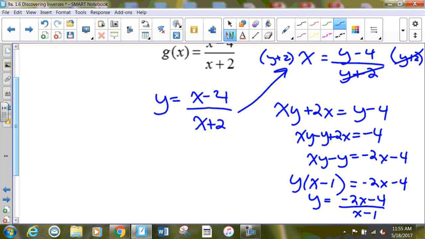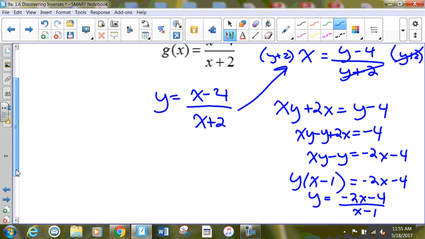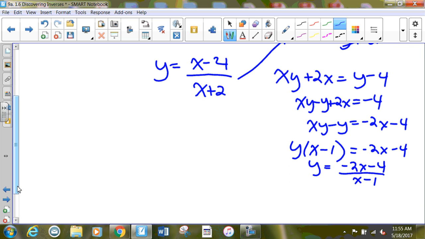Can I do anything if I factor out a negative 2 from the top? Does that help me? Nope, that would give me x plus 1, so I'm done.